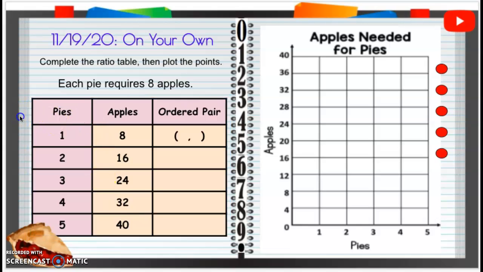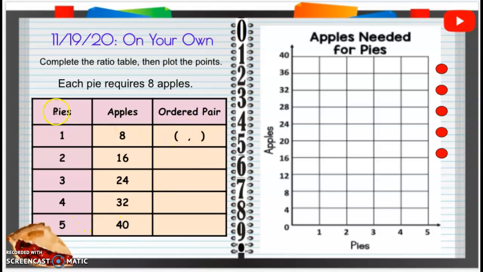So notice how in our table here we multiplied by 8 all the way down. 1 times 8 equals 8, 2 times 8 equals 16, 3 times 8 equals 24, 4 times 8 equals 32, 5 times 8 equals 40.